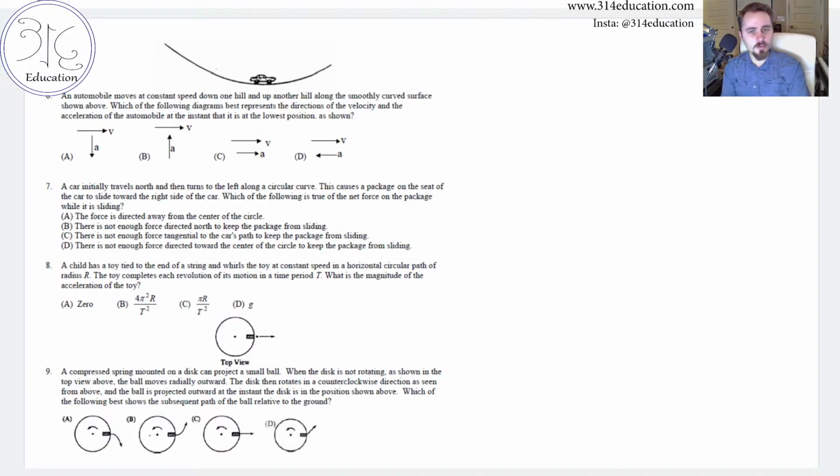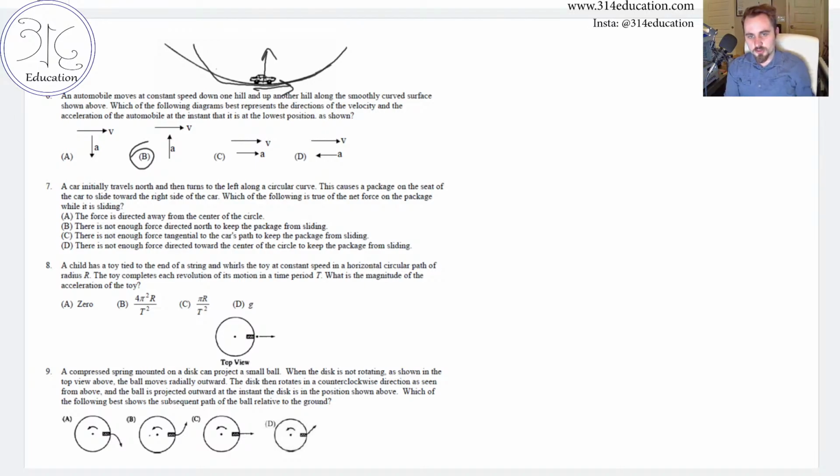Cool. Next, we've got an automobile that moves at a constant speed down one hill and up another hill along the smoothly curved surface shown above. Which of the following diagrams best represents the directions of the velocity and the acceleration of the automobile at its lowest position? So we're kind of tracing out a little bit of a circle here, right? So if we're moving in circular motion, our acceleration is going this way. And then our tangential velocity will be moving at the tangent. So our acceleration is going to point up and our velocity is pointing to the right. That's going to be B.